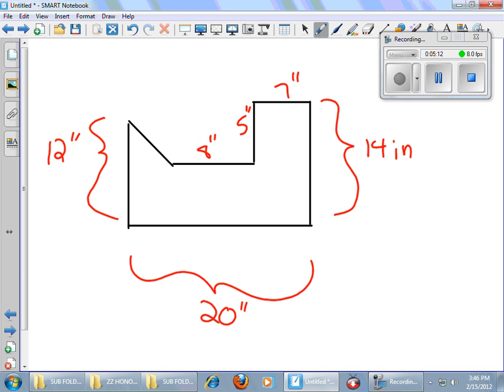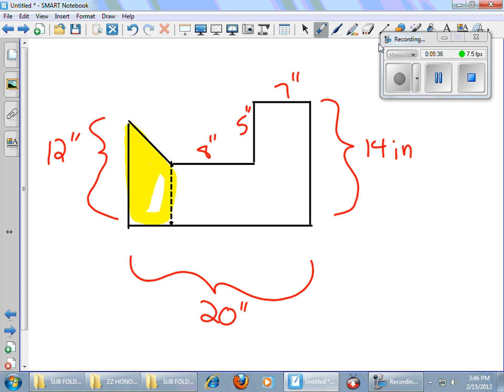Now, the trick is make sure you only break it up into shapes that you know how to calculate the area of. I would not turn this guy here into a triangle. That would really screw me up a little bit. But if I dropped it straight down, look at that. I have a trapezoid. I'll highlight my trapezoid in yellow. See my trapezoid?